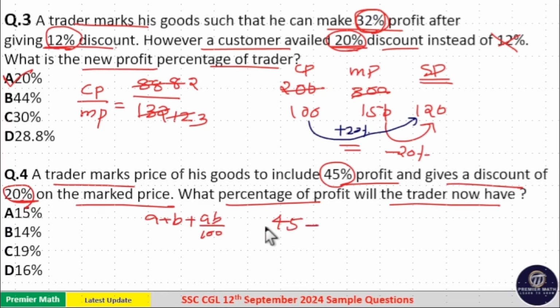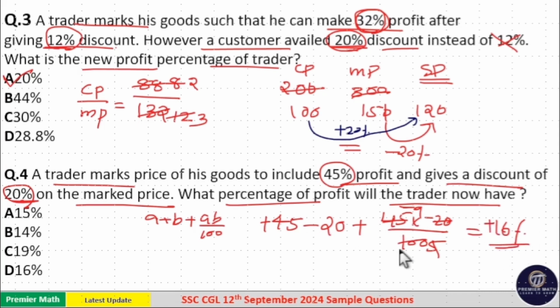That is, profit is plus 45 and discount is equal to minus 20. Discount is 20 means add minus 20. Then here 45 into minus 20 divided by 100. 20 goes 5 times in 100, 5 goes 9 times in 45. This is minus 9. So 45 minus 20 is 25. 25 minus 9 is 16% profit. So option D is your answer.